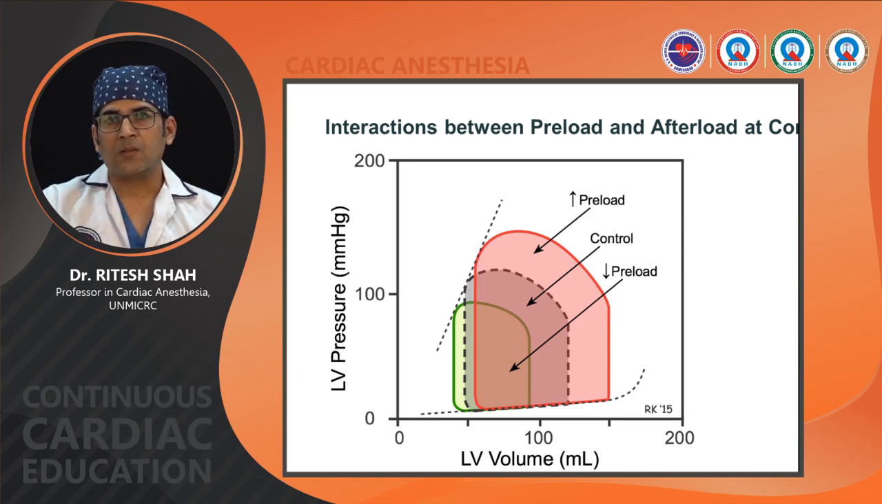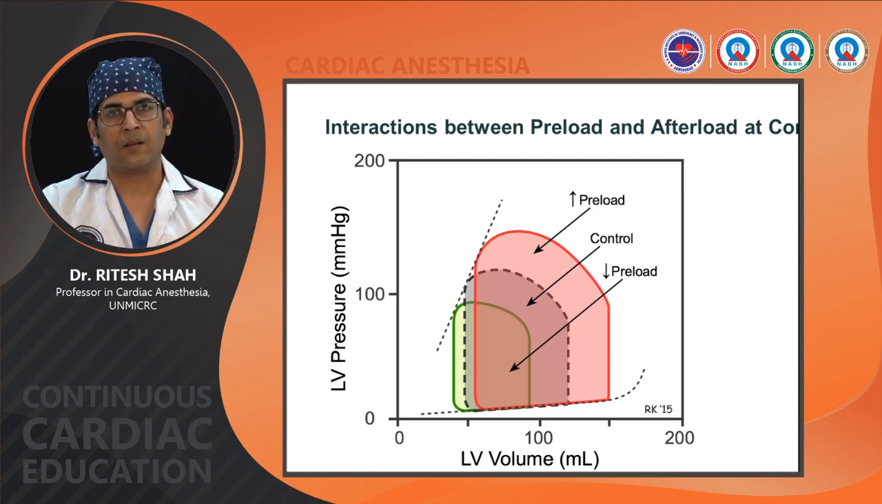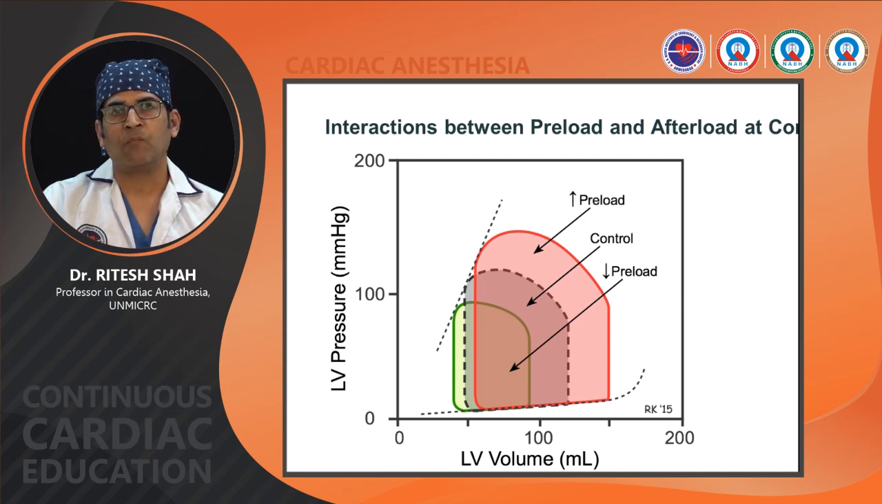This increase in the stroke volume in the next cycle decreases the end diastolic volume. So as end diastolic volume gets decreased, its pressure and volume get decreased in the next cycle, and therefore stroke volume tries to be maintained.